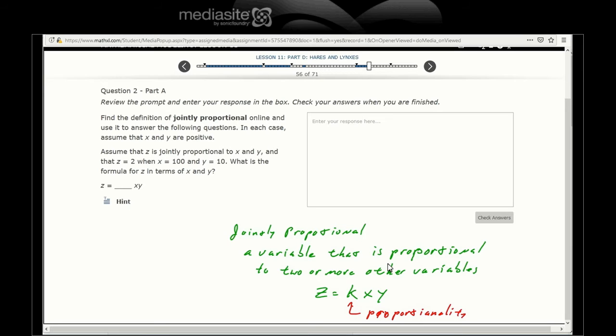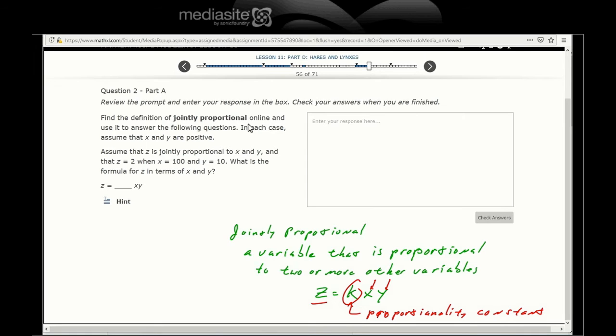Proportionality constant. So as x and y vary, there is a constant to which z is the output. So assume that z is jointly proportional to x and y, and that z equals 2 when x is 100 and y is 10. What is the formula for z in terms of x and y?